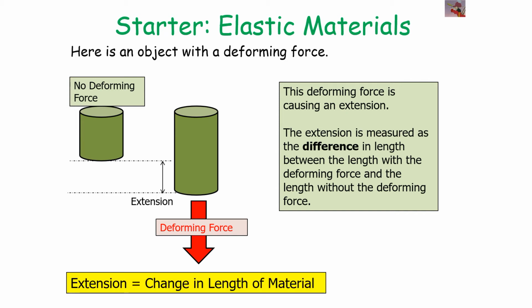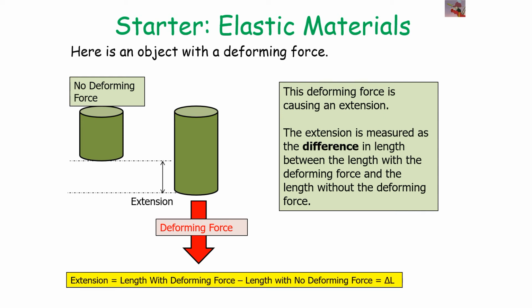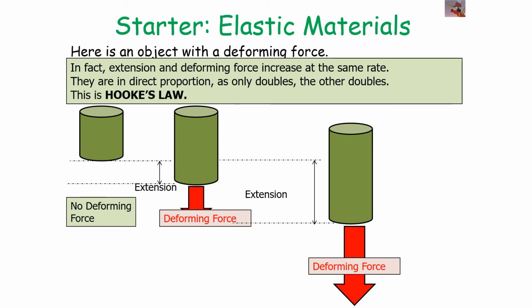So we can clarify extension is the change in length of the material, or as we'll call it now, delta L. Now we give the original length of the material the symbol L. So therefore our extension is length with a deforming force minus length with no deforming force. Extension is measured as the difference in length between the object with a deforming force and without a deforming force. It was found that the greater the deforming force, the greater the extension of the object, which would also be the case if we were looking at compression instead of extension. In fact, extension and deforming force increase at the same rate. They are in direct proportion, which is what we call Hooke's law.